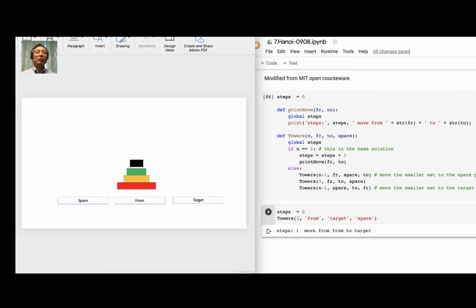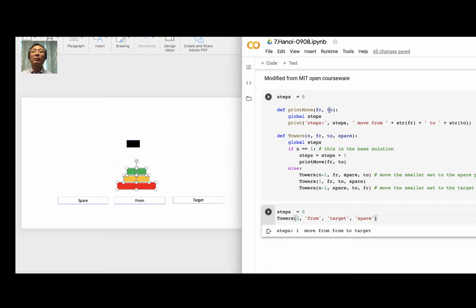The basic idea is we know how to solve one disk and two disks, but we want to partition the larger problem into smaller problems. So we can think there's one disk, and then the rest of it we consider as a smaller problem.